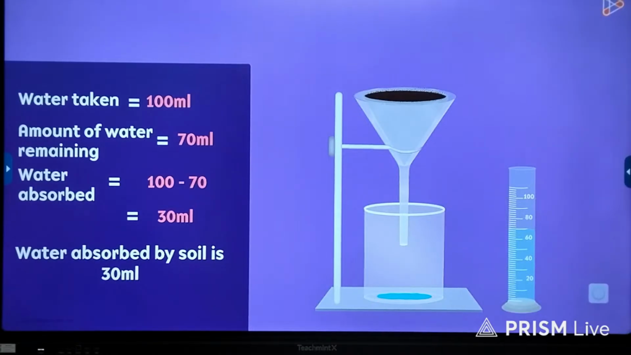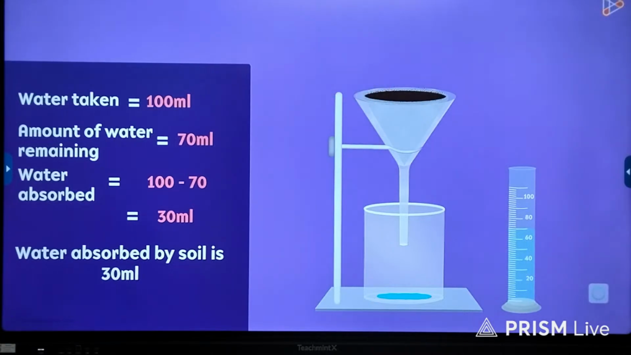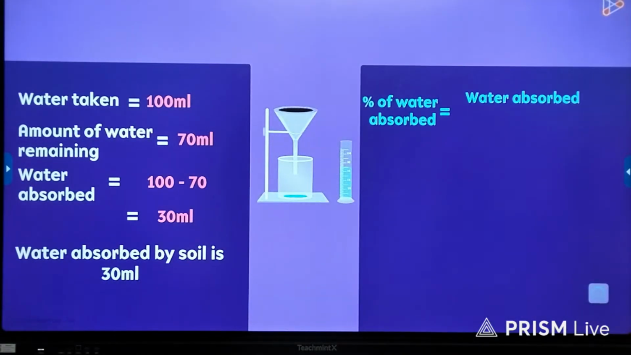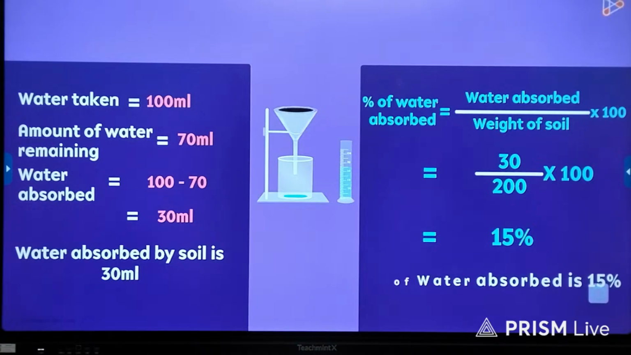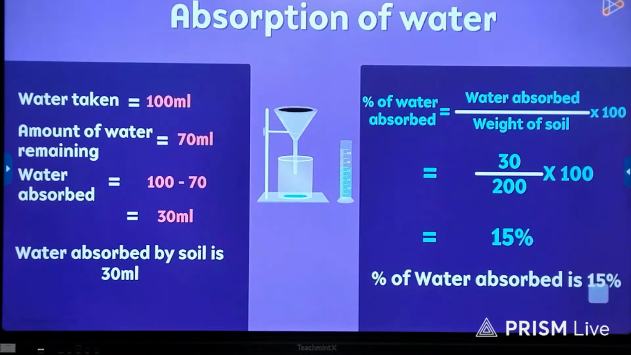And what if I want to calculate the percentage of water absorbed? There's a simple formula for it. The simple formula is amount of water absorbed divided by the weight of the soil taken times 100. So here we get 30 over 200 times 100, which gives us 15%. We can say that the soil absorbed around 15% of the water that was added. This was about the absorption of water by the soil.